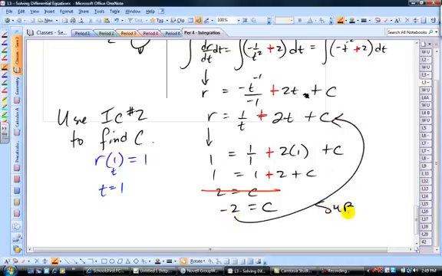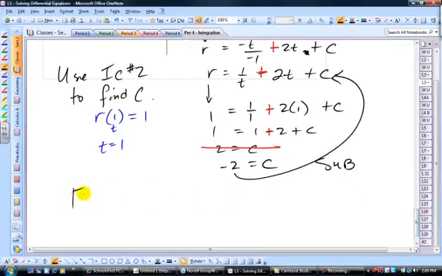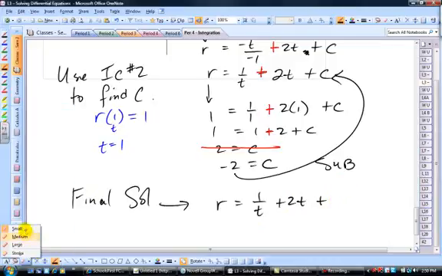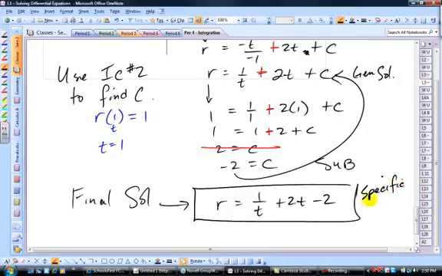Substitute back. Okay, so my final solution after I fixed my mistake was the following here. Final solution was r is equal to 1 over t minus 2t minus 2. Let me just fix that. Okay, so minus 2 here, and there's your specific solution right there. Okay, this was my general solution, and this is my specific solution here. All right, so lots of fun here, guys.